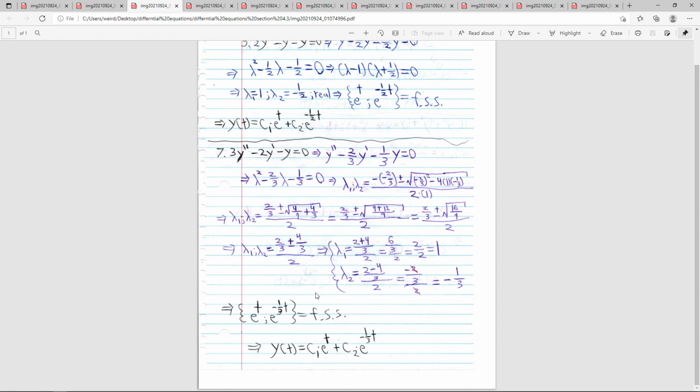And now for this one here, you could probably split it up, but it's easier just to sometimes do it by lambda, so I want to show it. But first, you have to divide by 3 to get y double prime minus 2/3 y prime minus 1/3 y equals 0. You always do that, to get it in the format where this is... Then we have lambda squared minus 2/3 lambda minus 1/3 equals 0.